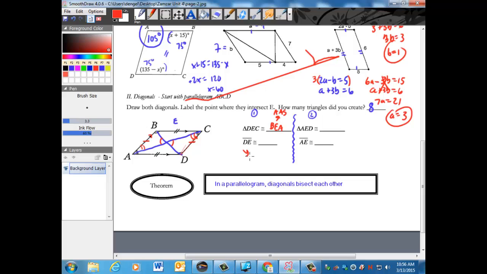Okay, then by CPCTC, I can say that DE, let's put 2 marks here, is congruent. Now again, we're proving that these two triangles are the same. So DE would not be AE, DE would be BE. Those two sides are corresponding sides, or the same sides of each triangle. So DE is congruent equal to BE by CPCTC.